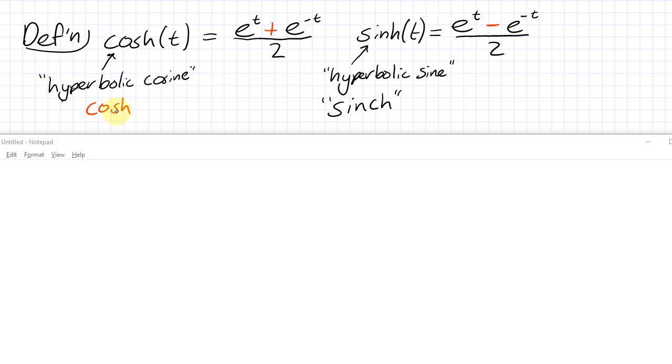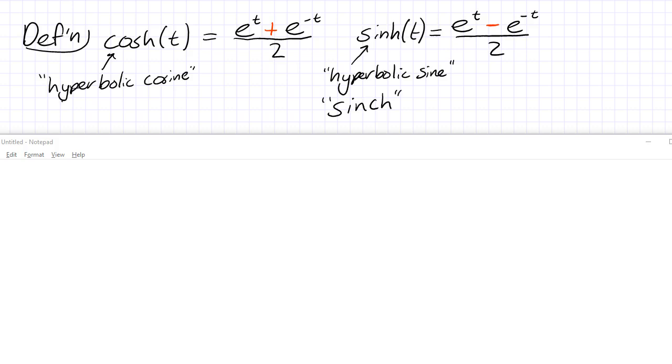I don't know how else to spell it. Maybe with an A or something. Kosh. But that's how you say that. And then there's no good way to pronounce an N with an H after it in English, so we just call it cinch to make it so you can pronounce the H somehow. Cinch of t is the nickname for this function.